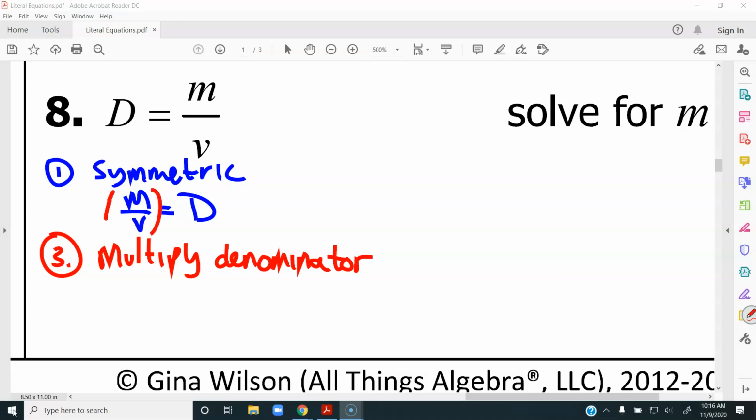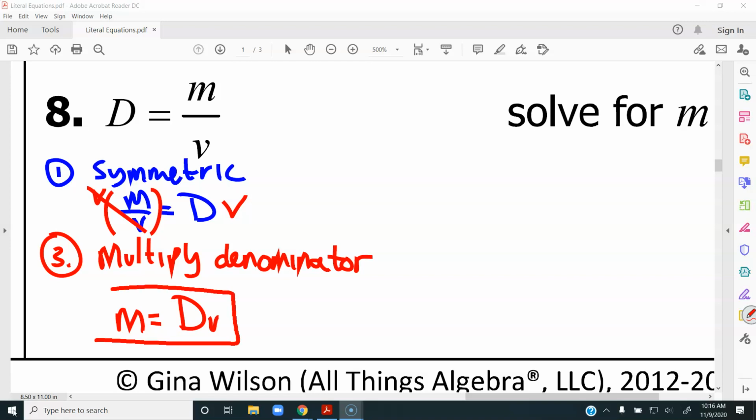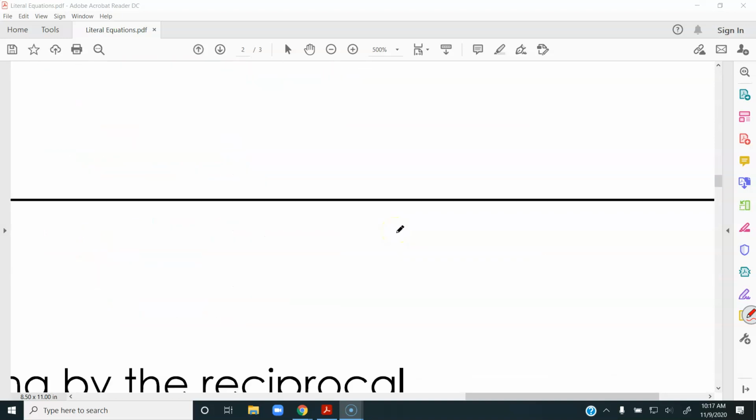Now I'm going to multiply by the denominator. So we're going to get m is equal to dv. And that is our answer. M is equal to d times v. So we didn't have to divide. That's an interesting one, that we didn't have to divide at all.